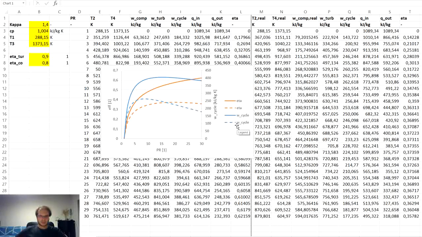Now for the work of the cycle. Before we had a point of maximum, whereas now the work of the cycle has its maximum at much lower pressure ratios, and generally the value is significantly lower. But probably the most important thing to take from this example is really the decrease of the efficiency of the real cycle with real efficiency of the components compared to the ideal cycle.